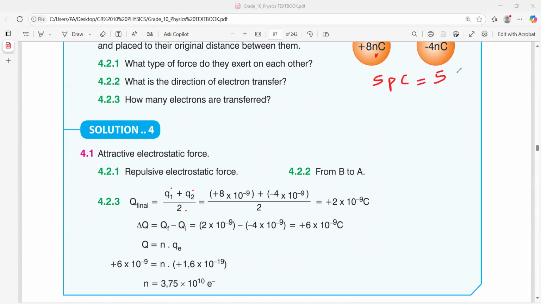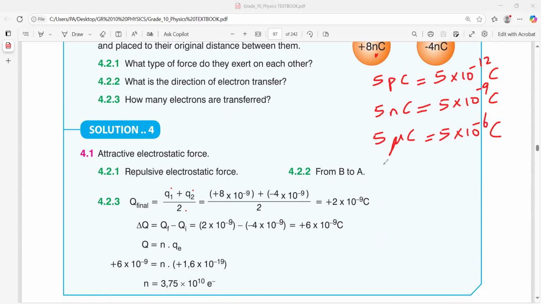Picocoulombs is equal to 5 times 10 to the power of negative 12 coulombs. If you have 5 nanocoulombs, just like this one here, 5 times 10 to the power of negative 9 coulombs. If you have 5 microcoulombs, 5 times 10 to the power of negative 6 coulombs. And then if you have millicoulombs, milli-C, 5 times 10 to the power of negative 3 coulombs. We have kilo also, 5 kilocoulombs.